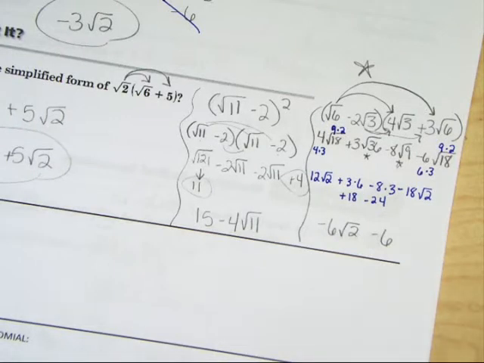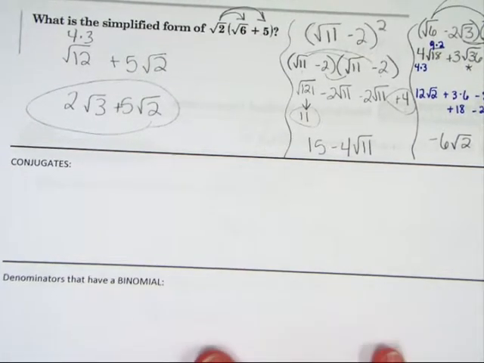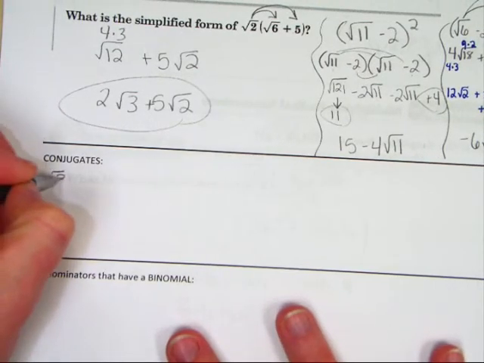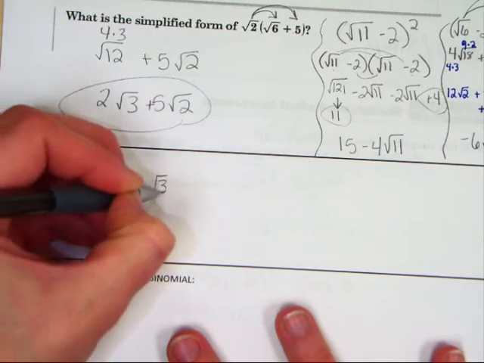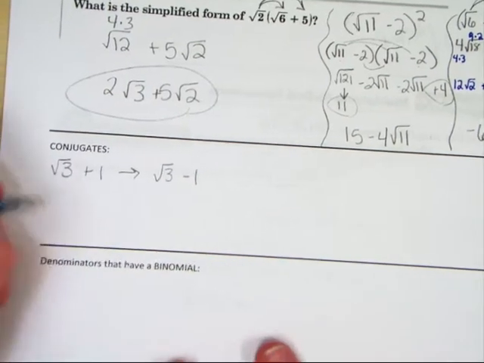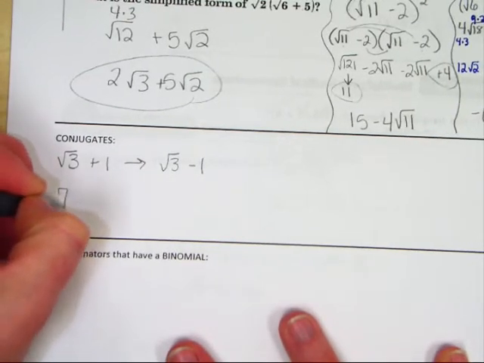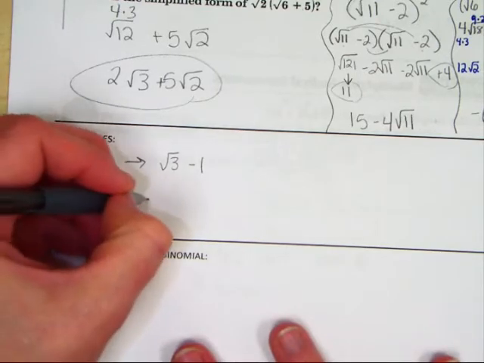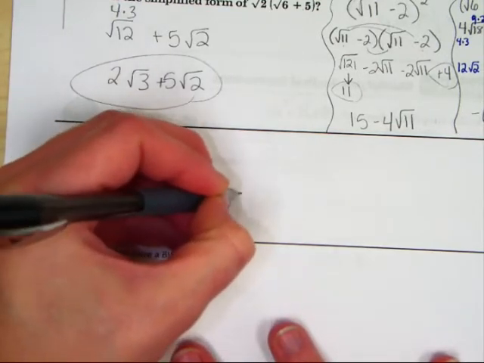The next item we're going to discuss is this topic of conjugates. Now, a conjugate is simply the same thing with different signs. Let's start with some pretty basic ones. The conjugate of the square root of 3 plus 1 is the square root of 3 minus 1. Now let's start with maybe a more difficult one. Negative 7 plus 5 square roots of 3. What would the conjugate be? Negative 7 minus 5 square roots of 3.